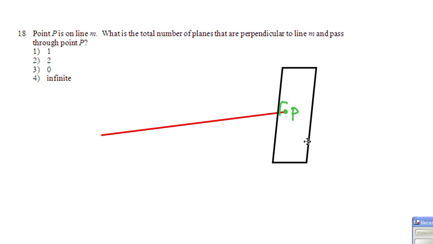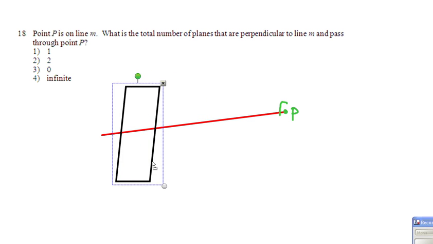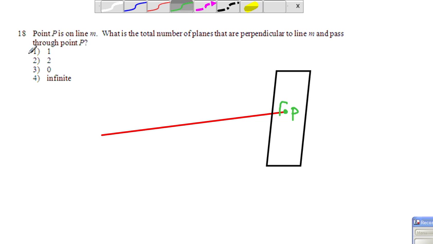This plane cannot cut across here, nor here, but it has to be right over here, because it has to pass through this point P. Alright, therefore our answer is 1.